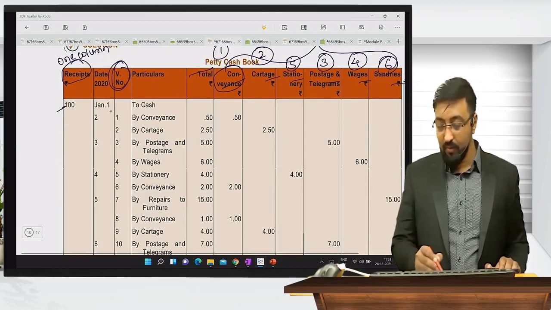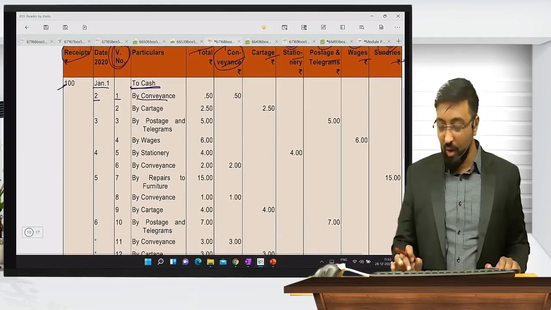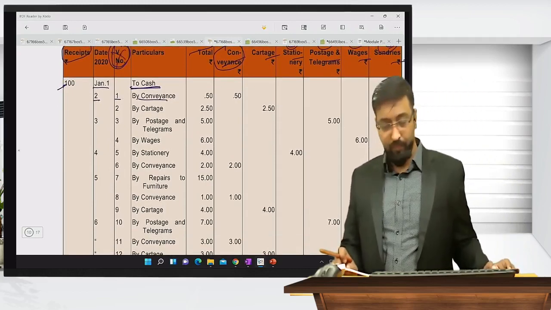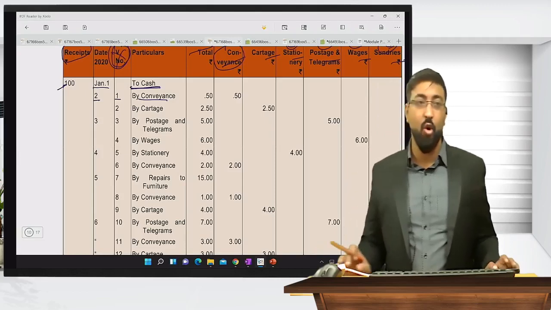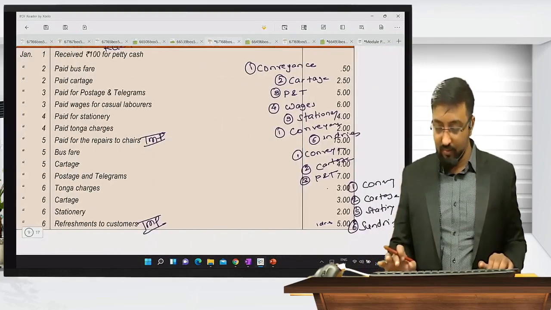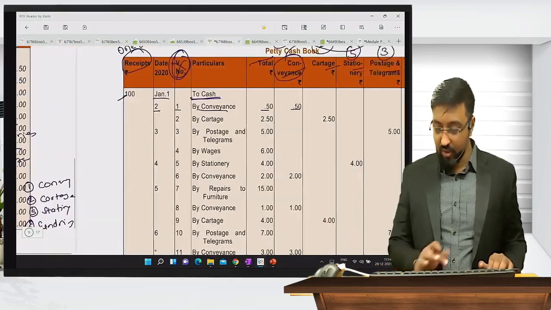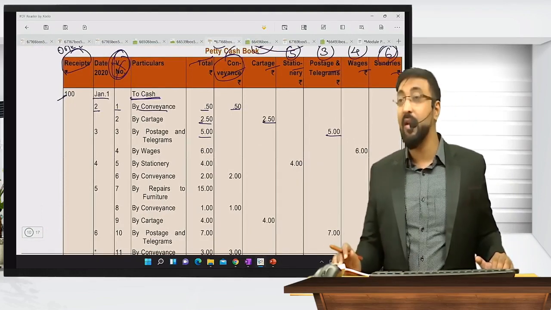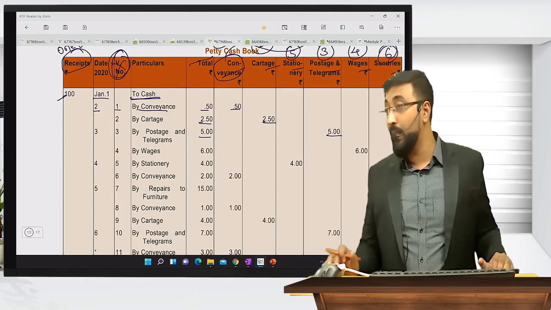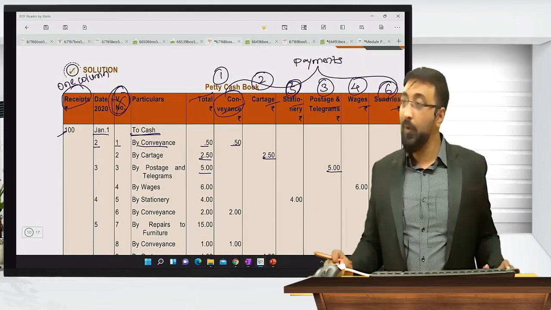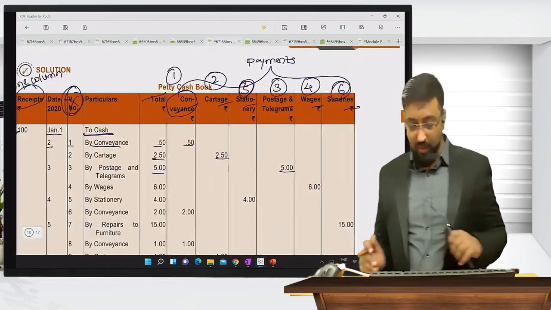Then on the receipt side, two cash, date wise, voucher wise, you can record it by conveyance, otherwise you can skip the voucher number column, not an issue. But if you want to record voucher number as per ICA, you can. So first one is conveyance, you will record under conveyance. Second one is cartage, 2.5 under the cartage column. Then you have postage and telegram, the third column. ICA has not prepared it in proper column, so they have stationery in between. But I will suggest you keep it on number 5. Chalo, let's solve it.